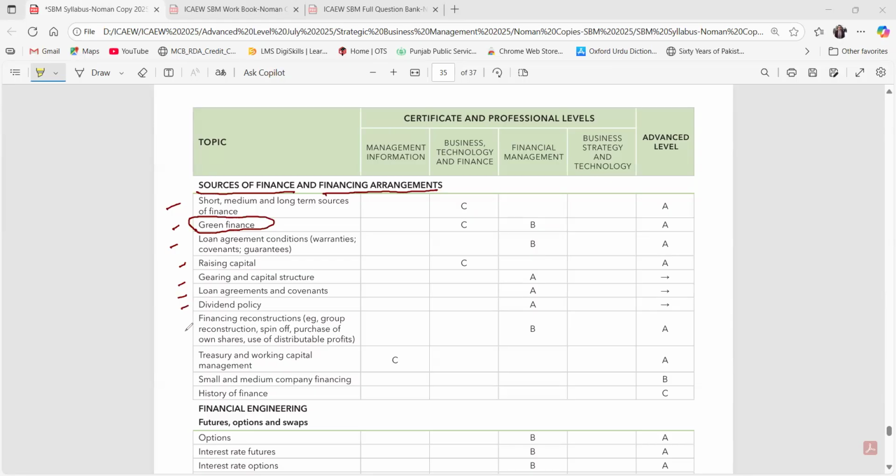Dividend policy, financing reconstructions basically, like group reconstructions, spin-off, purchasing of shares, and so on. Treasury and working capital, small and medium company financing, and then having an overview of the history of finance basically. So these are topics belonging to your sources of finance.